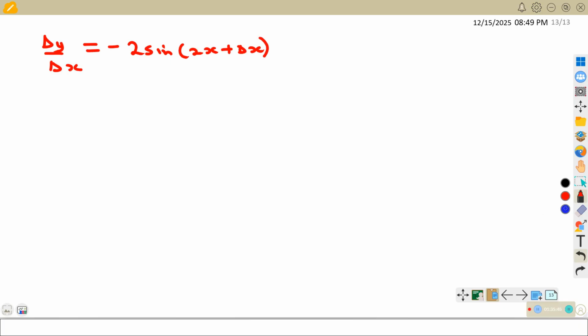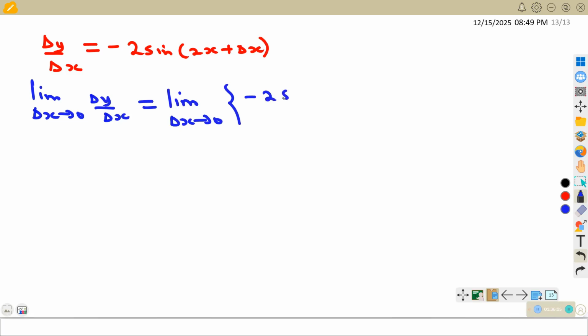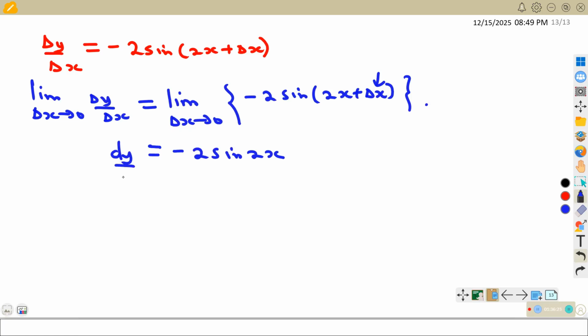So from here we shall take the limit as delta x is tending to 0. So limit as delta x tends to 0 of delta y upon delta x will be the same as the limit, delta x tending to 0, of -2 sine of 2x plus delta x. When delta x is tending to 0, where there is delta x, put 0. This will be -2 sine of 2x. So this will be dy dx.